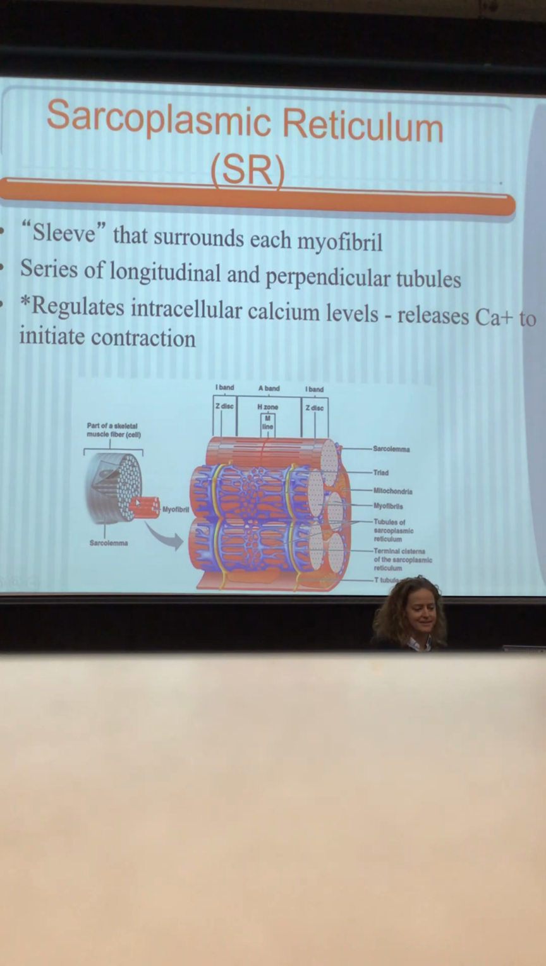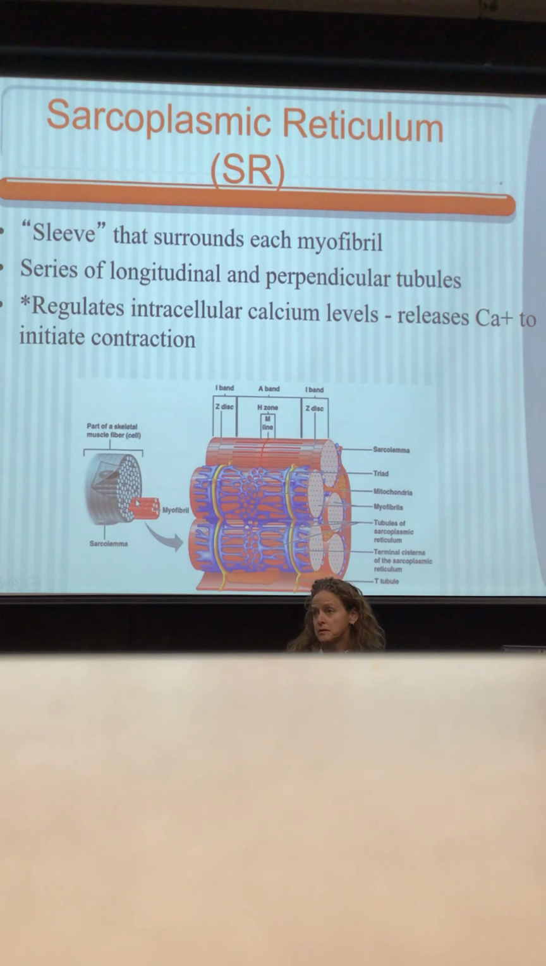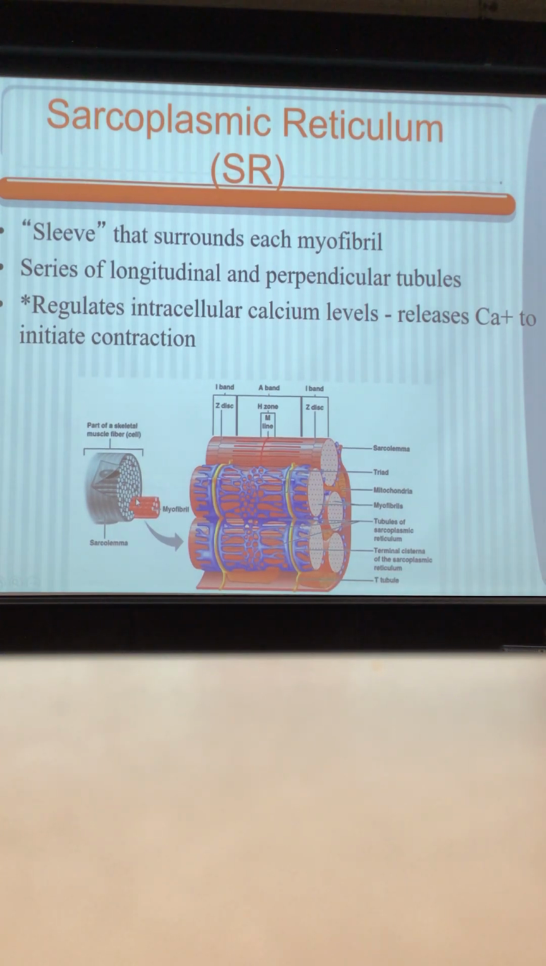Its function is to store calcium. The sarcoplasmic reticulum is a sleeve around the myofibril. Its job is to store calcium. We're going to need that calcium for contraction. I'm just introducing all the key pieces. Sarcoplasmic reticulum, it covers the myofibril and stores calcium. The blue thing.